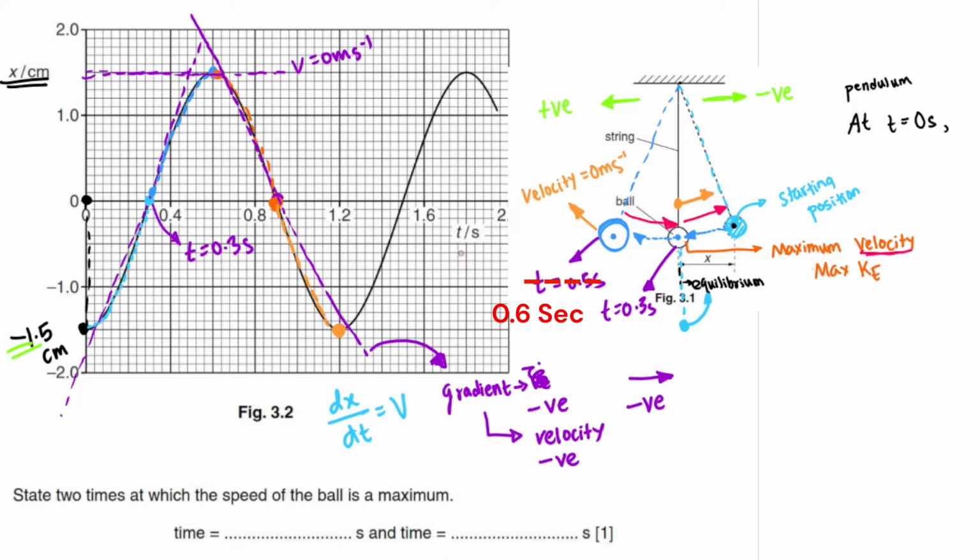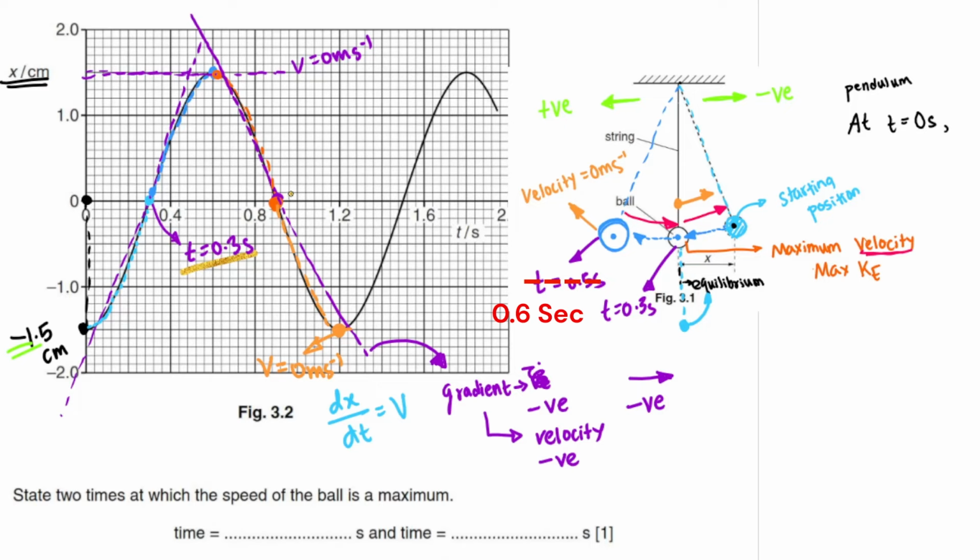Finally it reaches a velocity of 0 meters per second. It is very important to mention that at time t equals 0.3 seconds, the velocity of the object is greatest in the positive direction, which is towards the left.